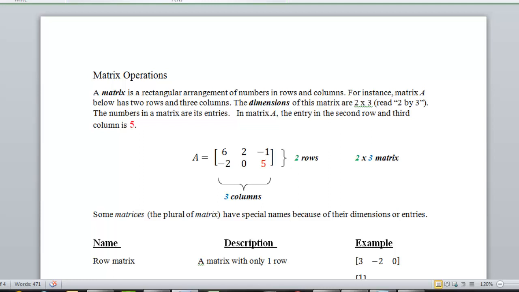For today's lesson, we're going to introduce a topic that may be fairly new to most Algebra 2 students. What we're going to discuss is something called a matrix. Now, a matrix is really just an arrangement of numbers in rows and columns.